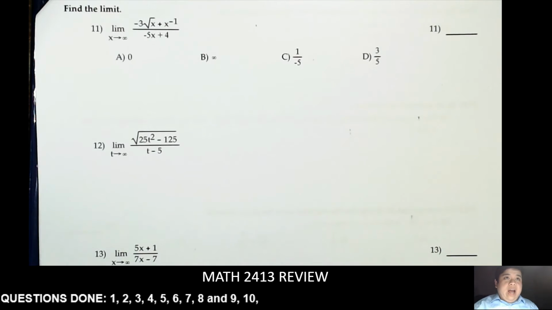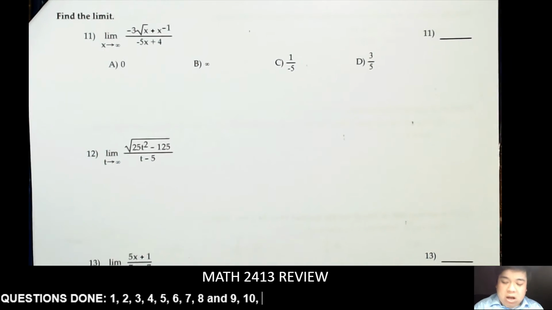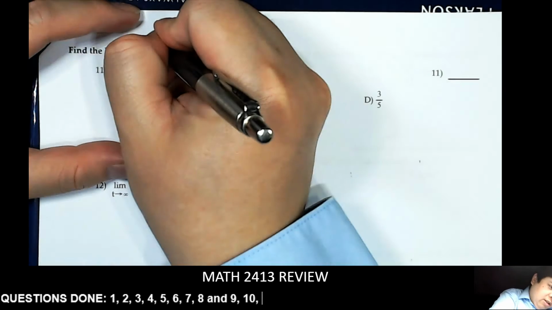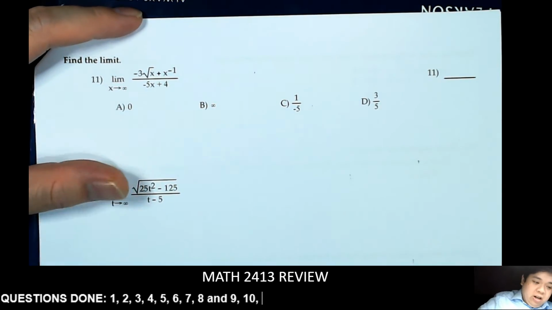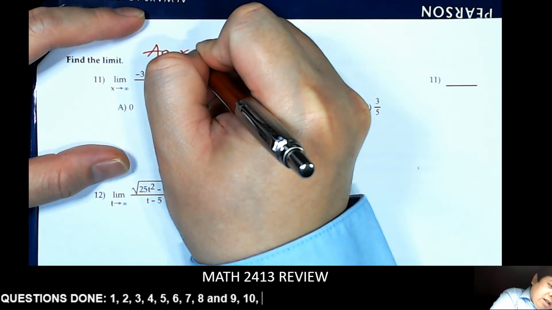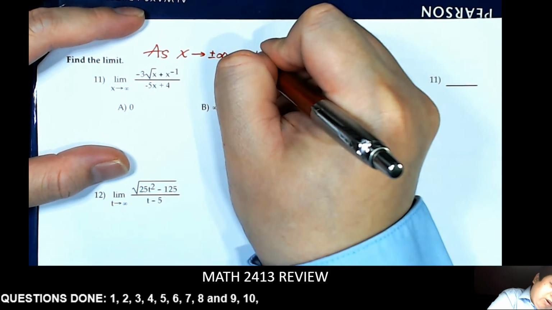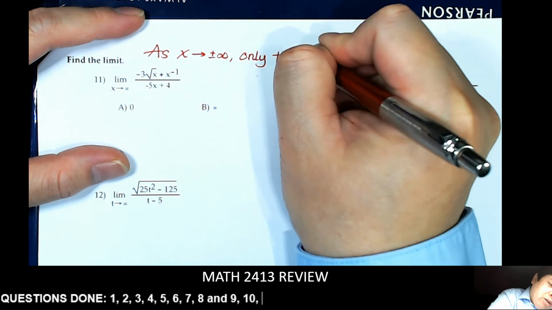Next we have the limits at infinity. So what happens when the variable goes to infinity? When a variable goes to infinity, only the highest power terms matter. So that's a guideline that we have here. As x goes to either plus or minus infinity, only the highest power term matters.